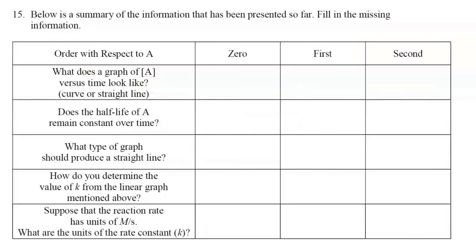Question 15. Below is a summary of the information that has been presented so far. Fill in the missing information. So the order with respect to A is either 0, first, or second. And the first question is, what does a graph of concentration of A versus time look like? Is it a curve or a straight line? Well, the only graph of concentration versus time that's going to be a straight line is zero order kinetics. For first order and second order kinetics, that's going to be a curve.